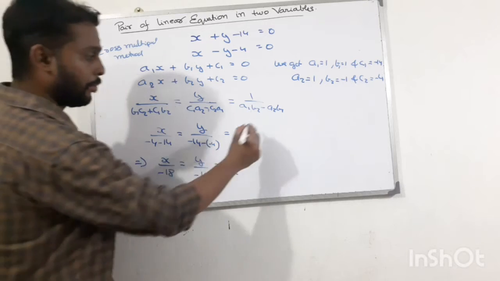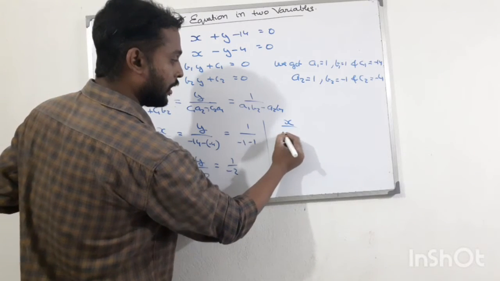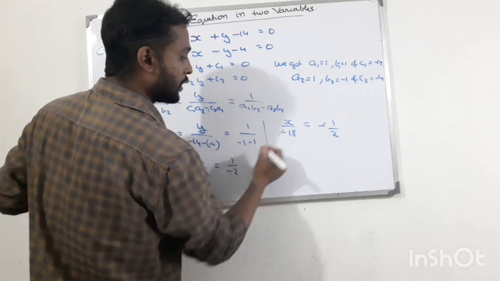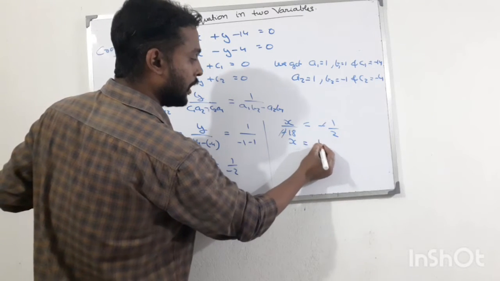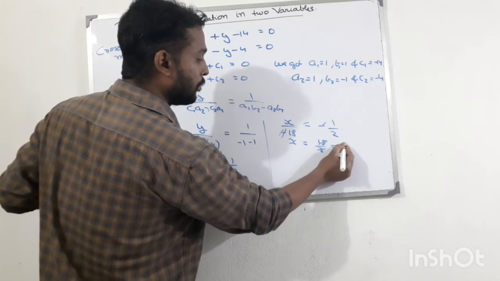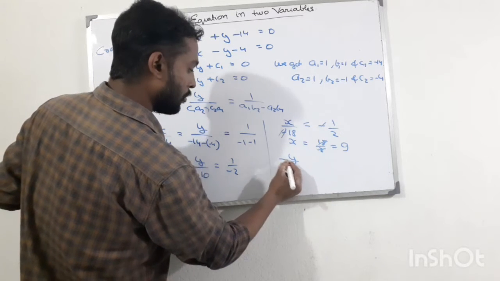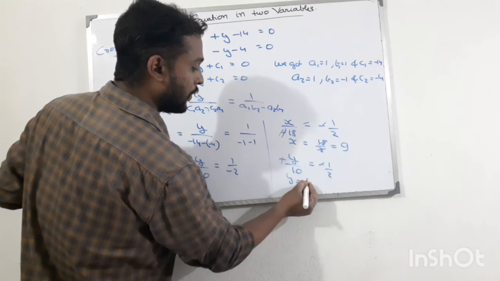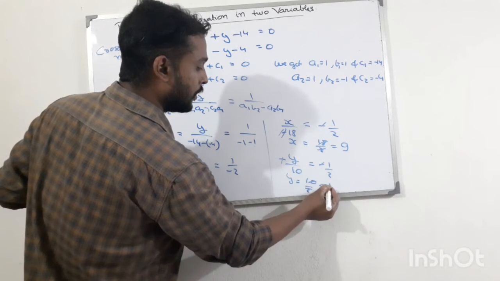So by equating both, x over minus 18 is equal to minus 1 by 2. So minus minus cancels and x is equal to 18 divided by 2. This becomes 9. And y over minus 10 is equal to minus 1 by 2. Minus minus cancels, y is equal to 10 by 2 and we get the answer 5.